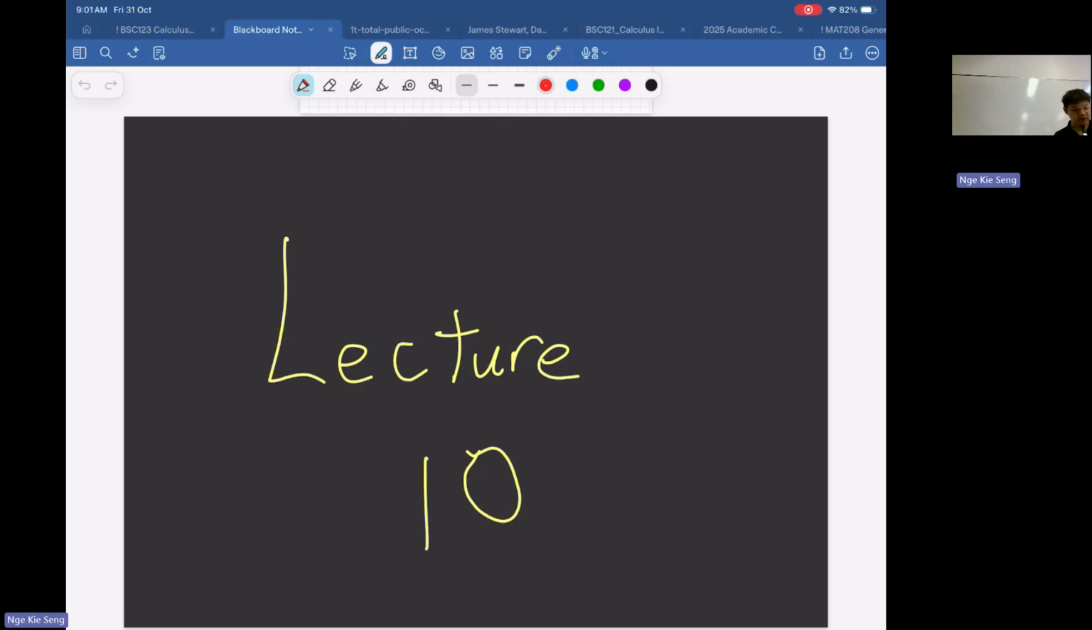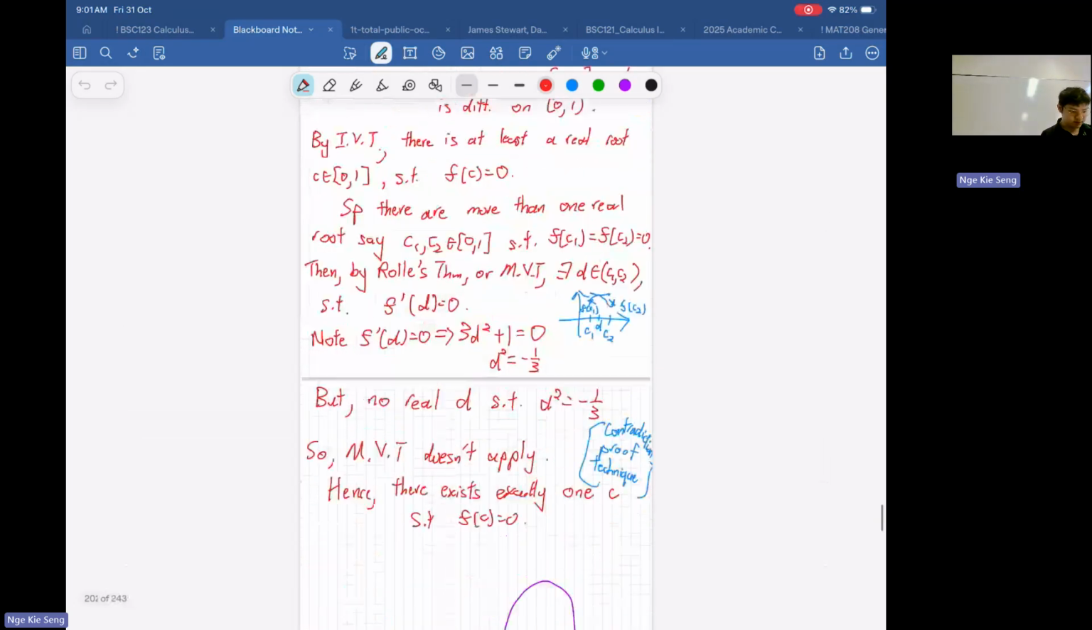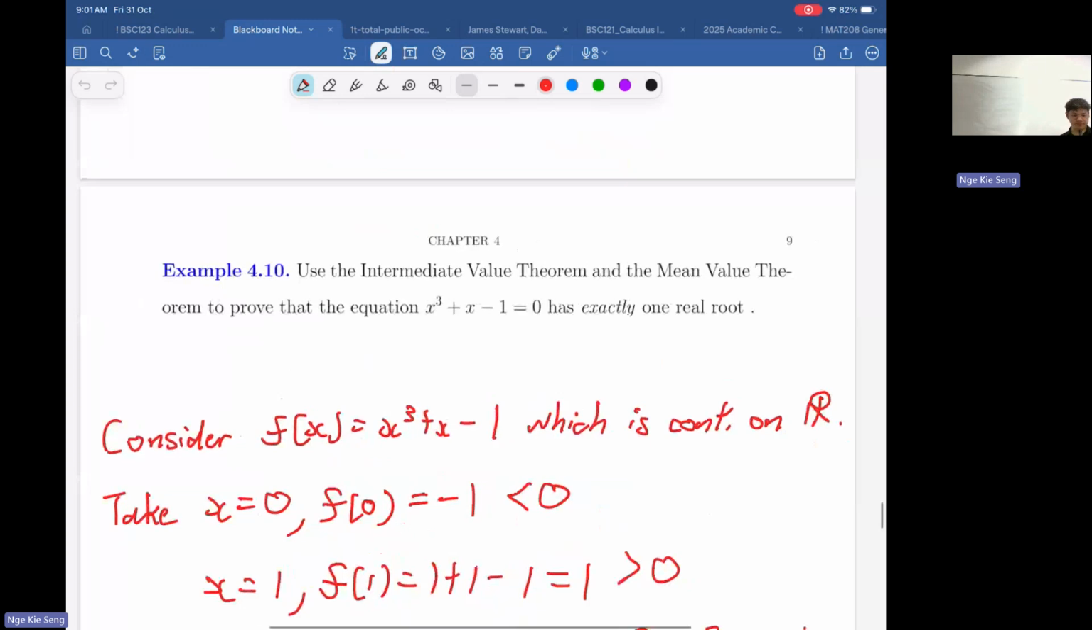So last time we finished at this example here, trying to prove that the equation x cubed plus x minus 1 equals 0 has exactly one real root. What does it mean by one real root? I mean, there's only one solution. So we're going to use continuity of this polynomial function to show that this equation has one real root.